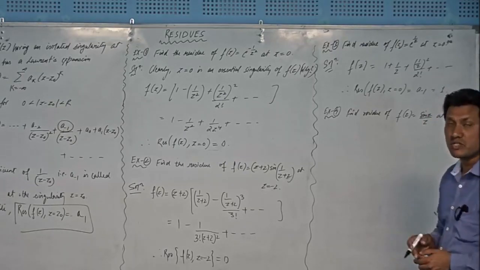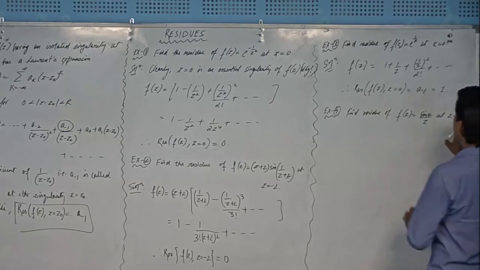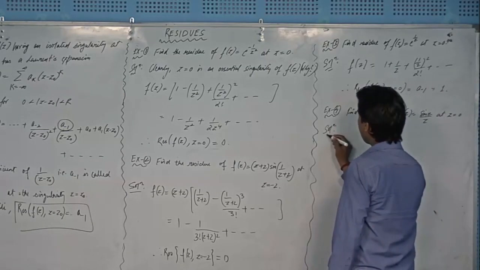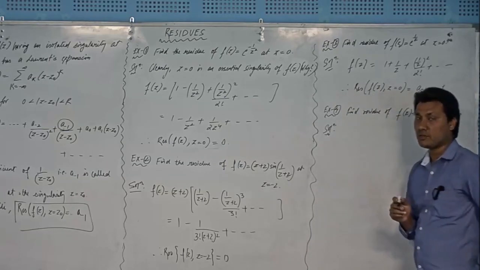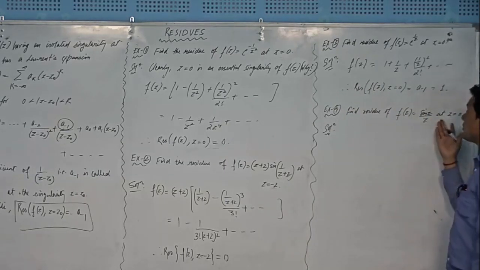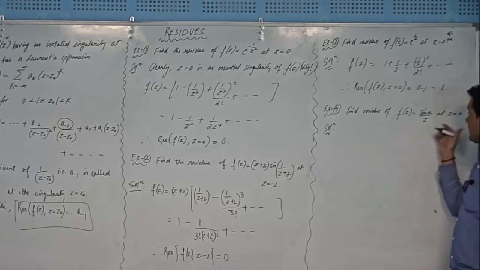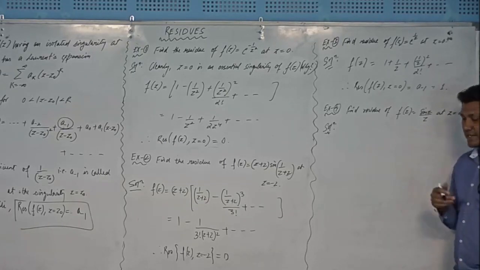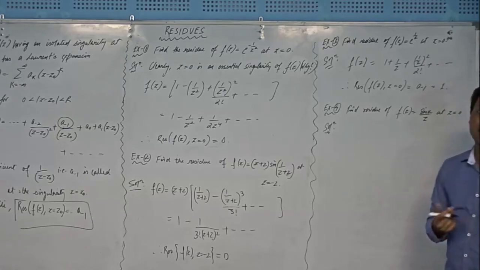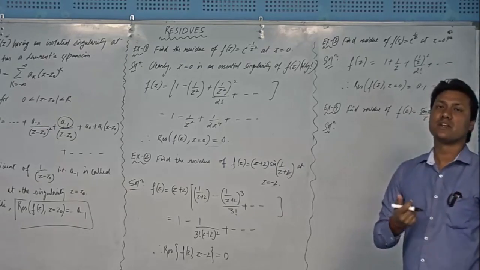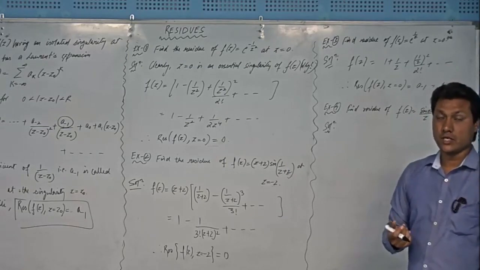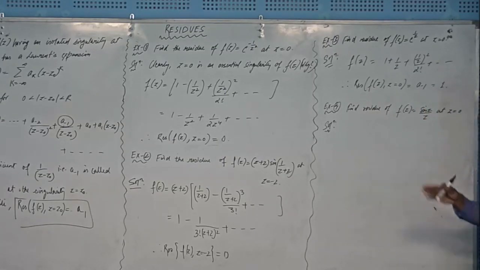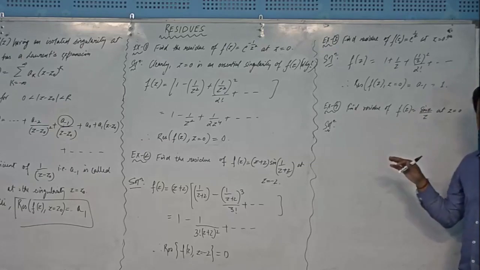And what happens at a removable singularity? If some point is a removable singularity of that function, is there any scope to obtain negative powers of z? I don't think so, because if z equal to a is a removable singularity of some function, then it can always be converted into an analytic function by supplying a proper definition of f(a). You can always supply f(0) equal to 1 by redefining this function at z equal to 0.